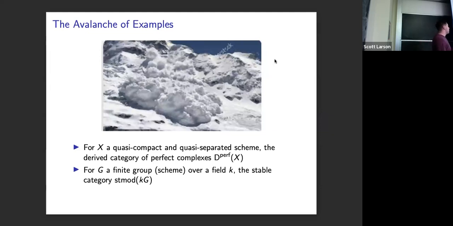So if you have a quasi-compact, quasi-separated scheme, then the derived category of perfect complexes fulfills nerves of steel. And similarly, for a finite group, the small stable module category exhibits this property as well.